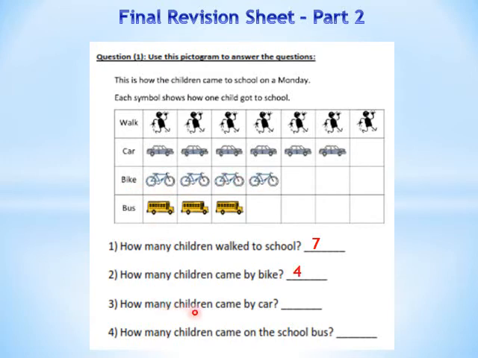How many children came by car? Where is the car? Here. 1, 2, 3, 4, 5, 6. So 6 children came by car. How many children came on the school bus? Where is the bus? Here it is. 1, 2, 3. So 3 children came on the school bus.